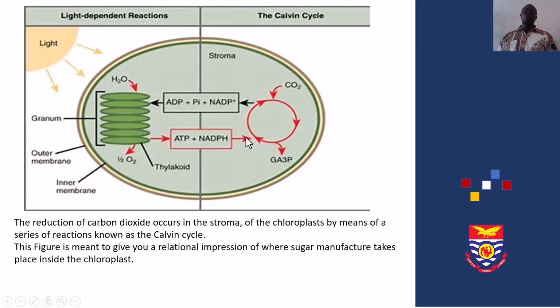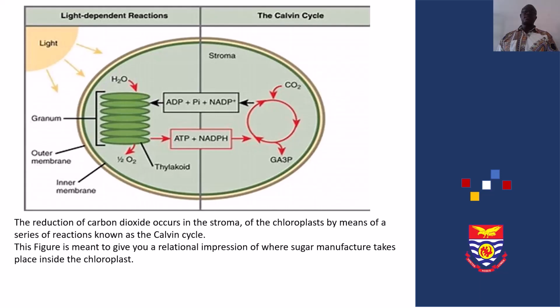Then we move on to the cycle where carbon dioxide is introduced, and we have G3P. The reduction of carbon dioxide occurs in the stroma of the chloroplast by means of a series of reactions known as the carbon cycle.